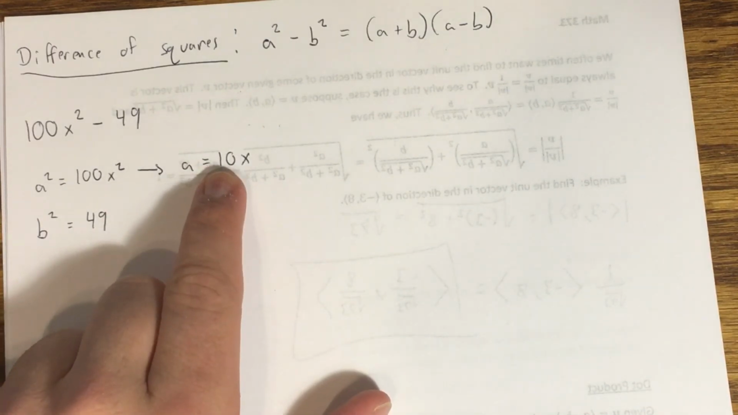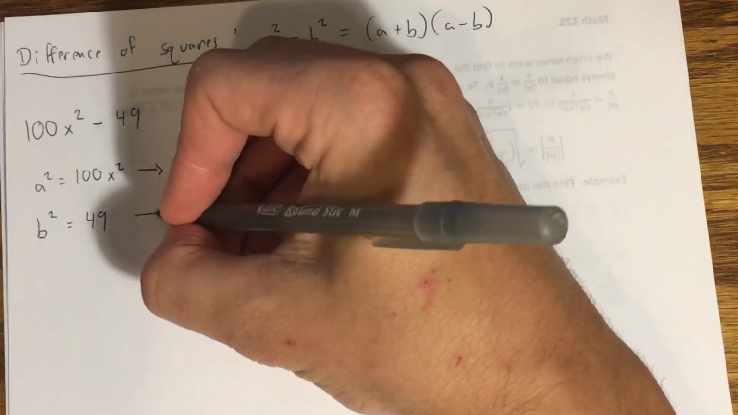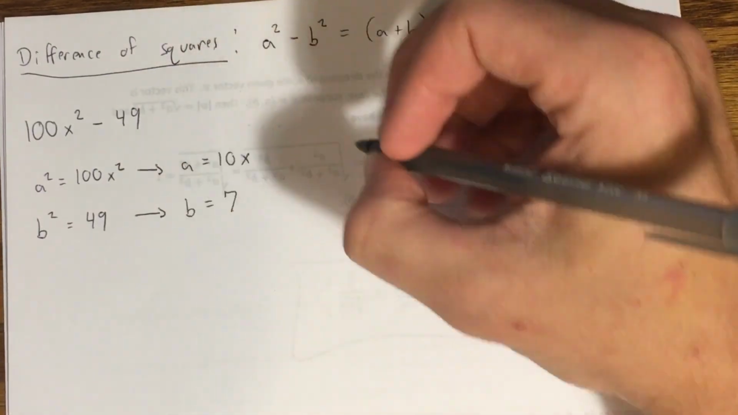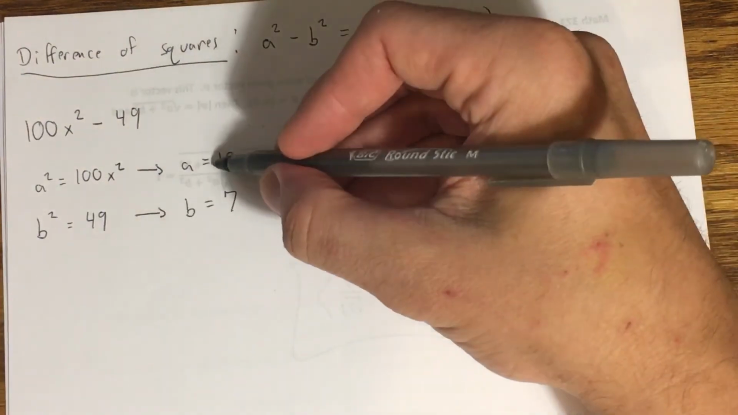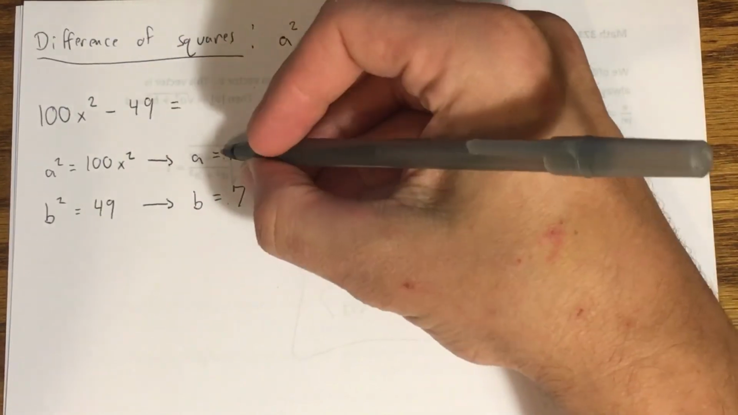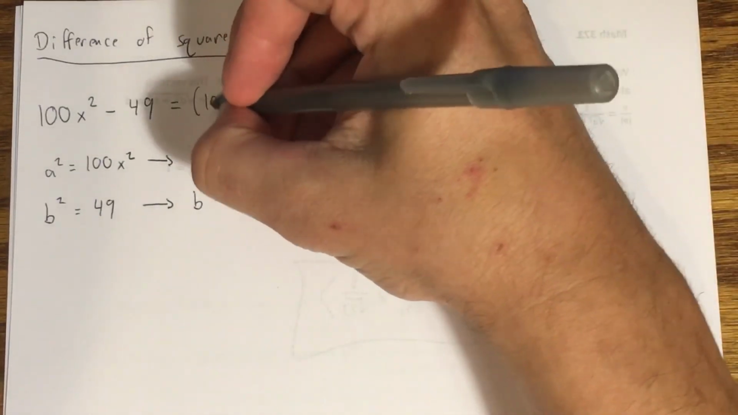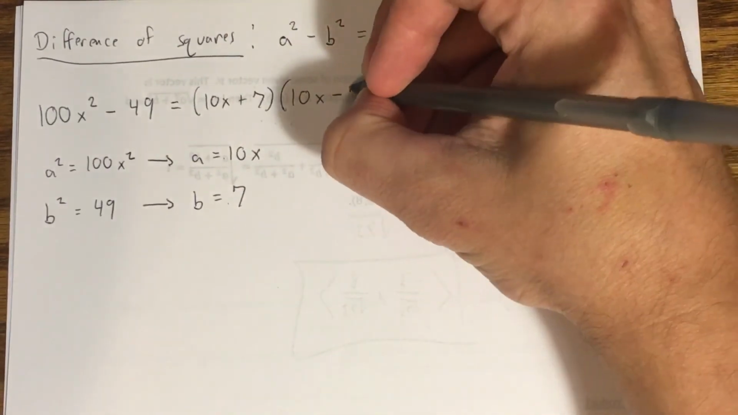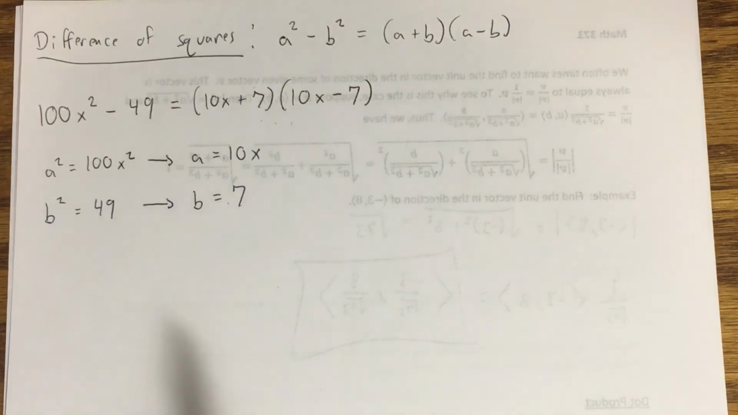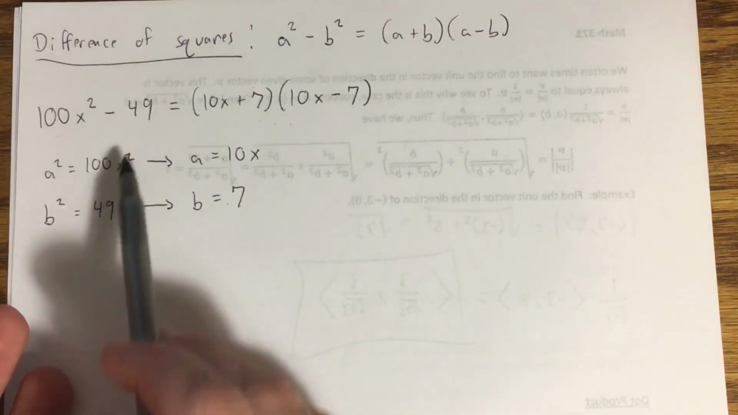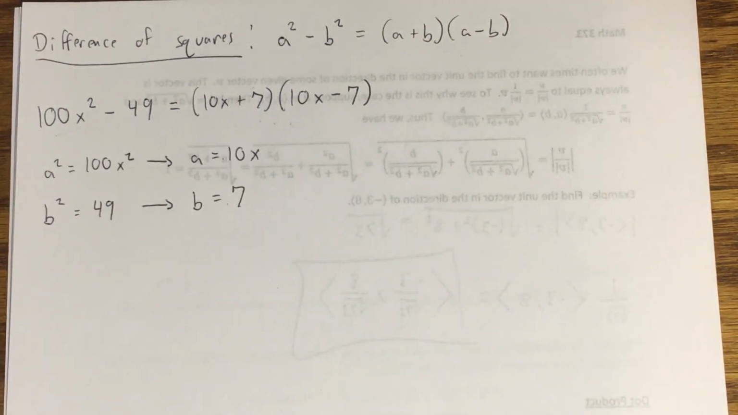Notice if I were to square this whole thing, I would get back to this. If b squared is 49, then b, it makes sense, would be 7. So this gives me the a and the b that we're referring to up here. That means this factors to a plus b, or 10x plus 7, times a minus b, or 10x minus 7. That would be the factored form for this guy. Okay, now I did this work down here, but in general, you're not going to ever see me do this work again because this is all easy enough to do mentally in most cases.